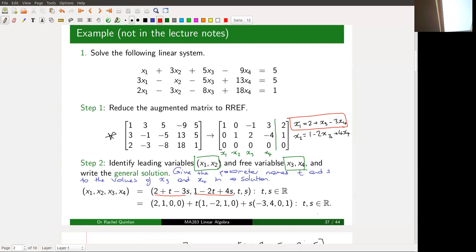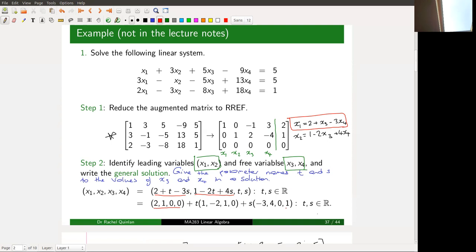And if you want to, I just mentioned it, you can separate this into a constant part, a multiple of t and a multiple of s, and write the general solution as (2, 1, 0, 0). So that's a particular specific solution, plus any multiple of the vector (1, -2, 1, 0), which is multiplying t here, plus any multiple s of the vector (-3, 4, 0, 1).